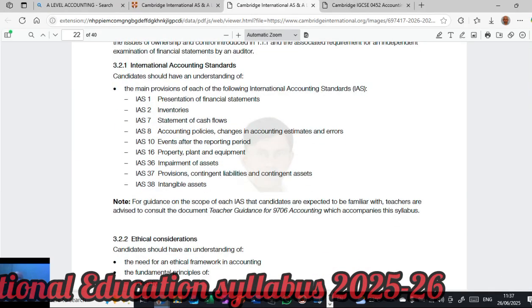For guidance on the scope of each item, candidates are able to follow it. Teachers are advised to consult the document for teachers guiding accounting for companies in this syllabus. So we will be discussing this as a whole. So don't worry about this.